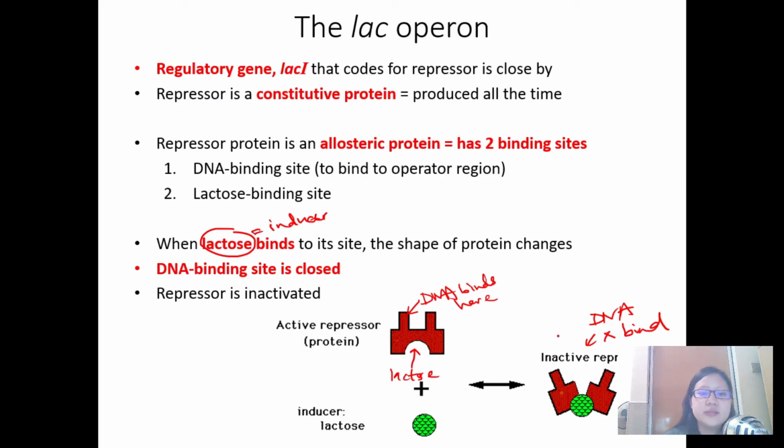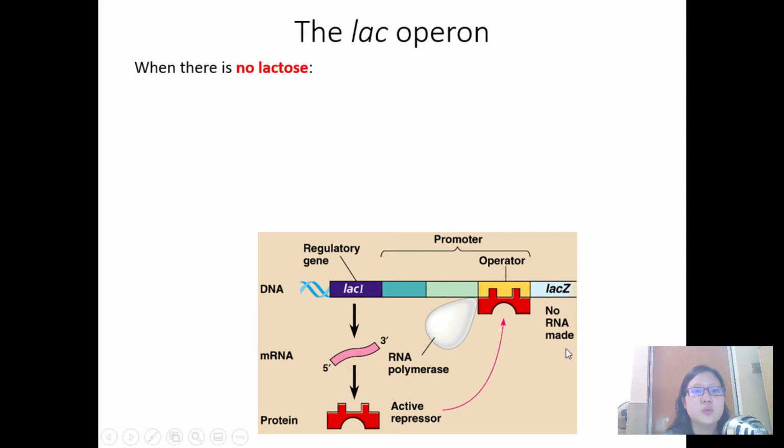Now, what consequence does this have? We need to analyze what happens when there is no lactose and when there is lactose. So what happens when there is no lactose? Again, the repressor is a constitutive protein. The regulatory gene will code for the repressor. It's called lac I here. And again, it's a name, you need to know this.